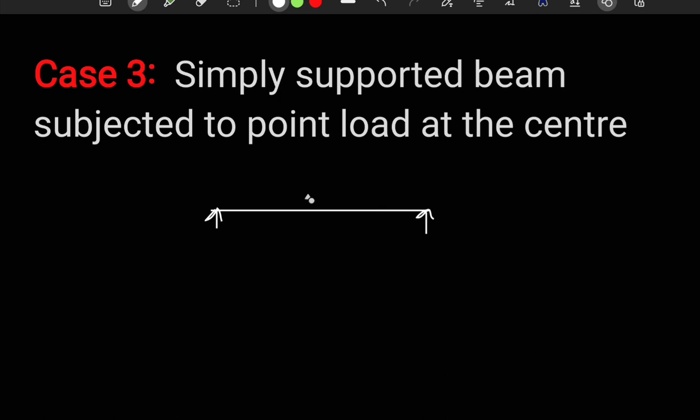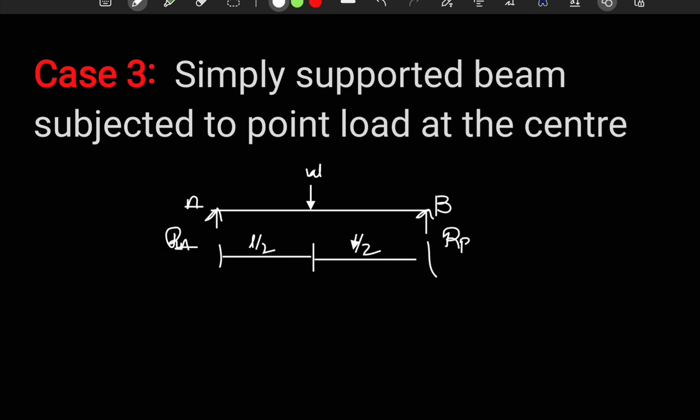Simply supported beam carrying a point load W in the center. It is A, it is B. In this case, we simply find the reactions. The center is at a distance L by 2. The reactions are RA and RB.